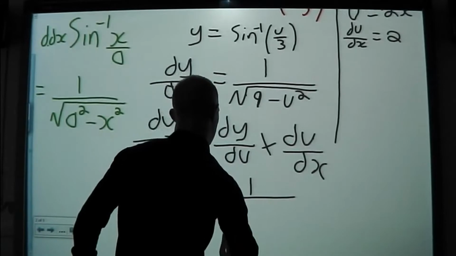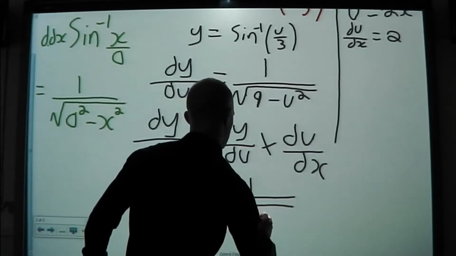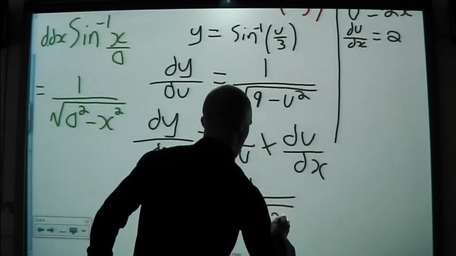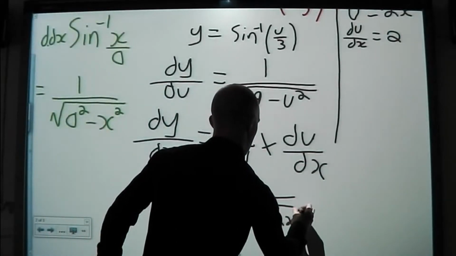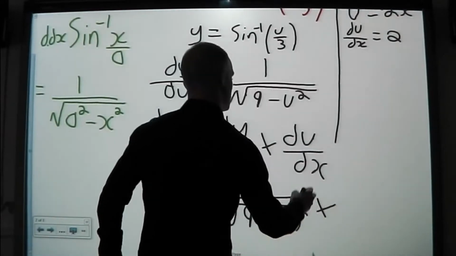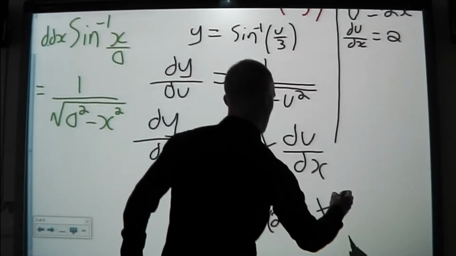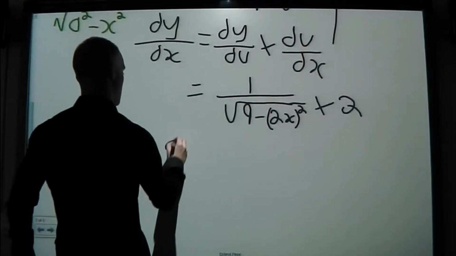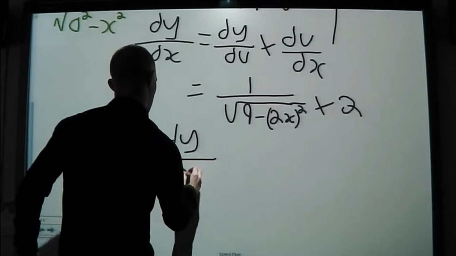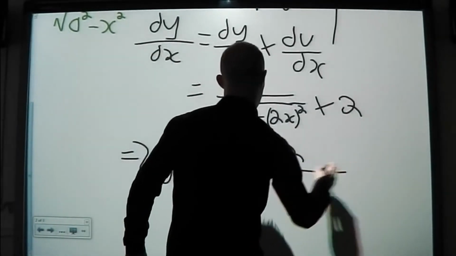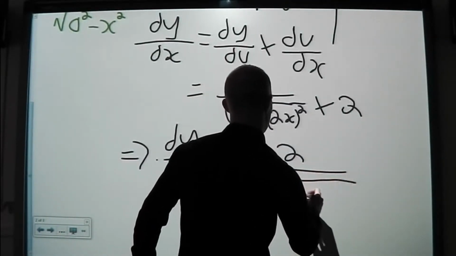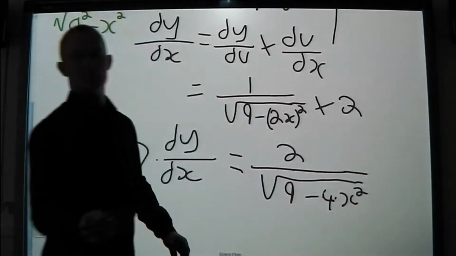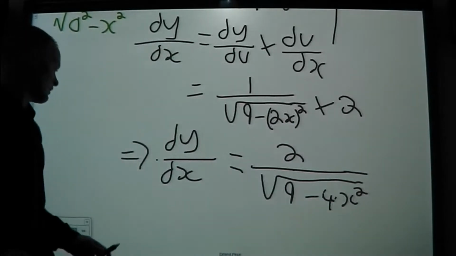1 all over the square root of 9 minus u squared, where u is equal to 2x, all to be squared, times du/dx, which is equal to 2. That implies dy/dx is equal to 2 all over the square root of 9 minus 4x squared. And that's reasonably straightforward, that question. Most of you should be getting it.